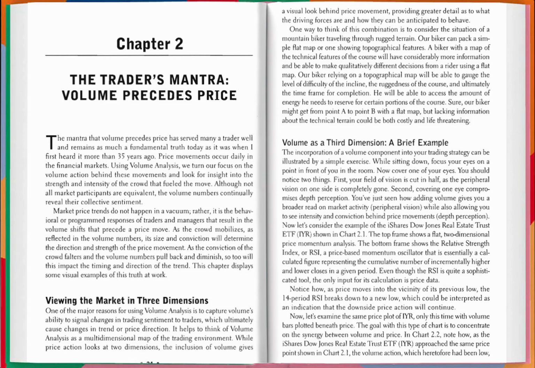Now let's consider the example of the iShares Dow Jones Real Estate Trust ETF, IYR, shown in Chart 2.1. The top frame shows a flat, 2-dimensional price momentum analysis. The bottom frame shows the Relative Strength Index, or RSI, a price-based momentum oscillator that is essentially a calculated figure representing the cumulative number of incrementally higher and lower closes in a given period. Even though the RSI is quite a sophisticated tool, the only input for its calculation is price data.